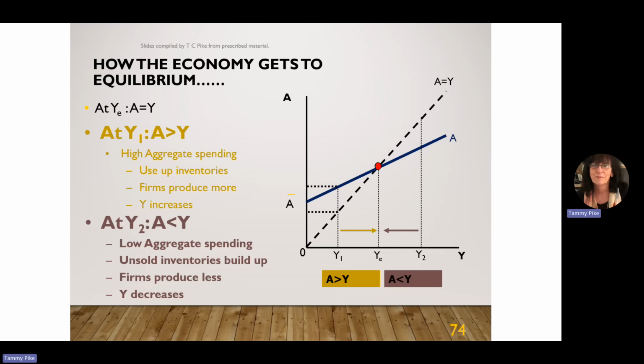We may not stop at equilibrium, though, because we don't know where equilibrium necessarily is. So let's assume we go all the way to here, to Y2. What do we discover at Y2? A is less than Y, because there's A, that's the level of aggregate spending, and that is the level of aggregate output. So income or production is there, spending is there.